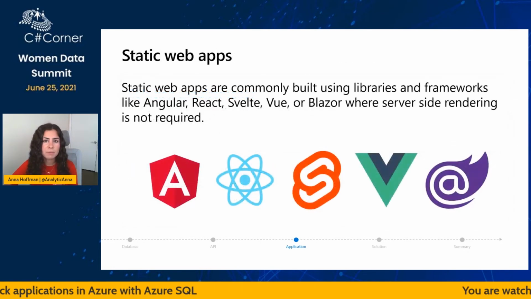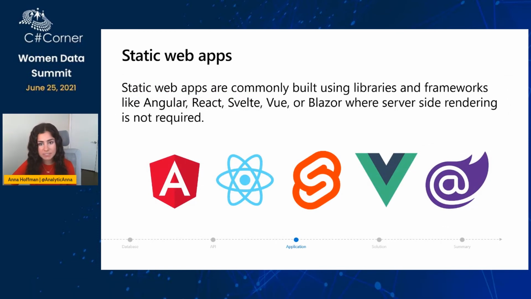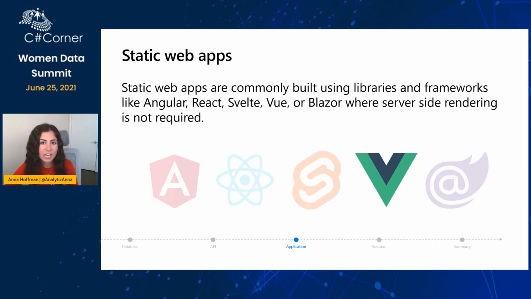Now, some of you might be wondering a little bit about what static web apps are. A big thing about static web apps is that server-side rendering is not required. And we're seeing a lot of these being built in Angular, React, Blazor, Vue. For this, we used Vue to do this front end purely because we wanted to learn how to use Vue. We've been hearing a lot about it. This is a JavaScript-based language.